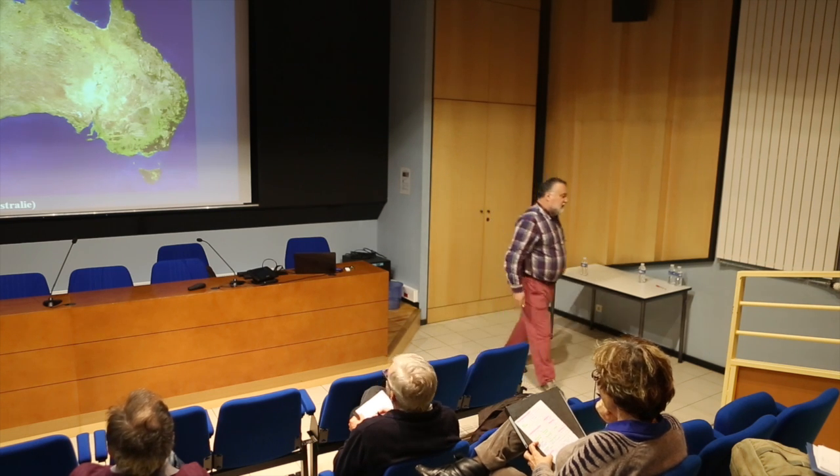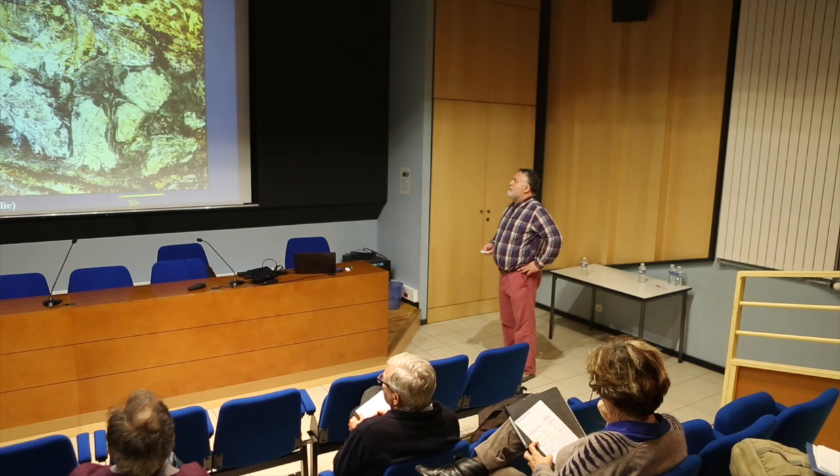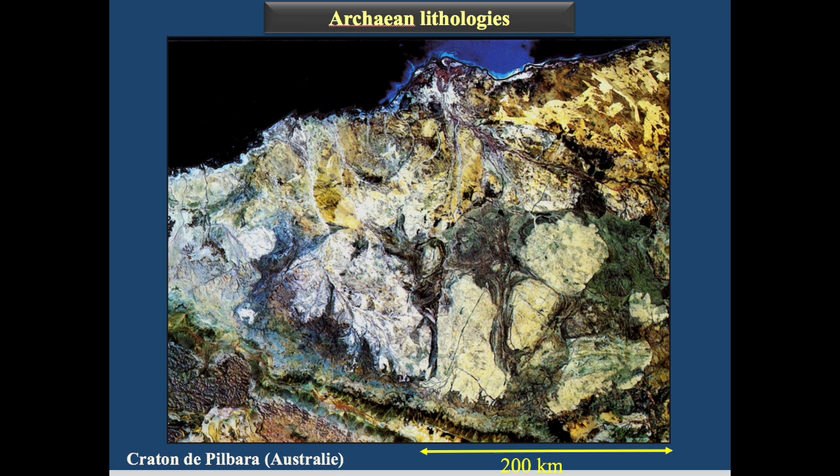I suppose you recognize this. This is Australia. And if we look at this region that is called the Pilbara area in northwest Australia. So here is a satellite view. So you have the scale here. And maybe the city of Portland is somewhere here.